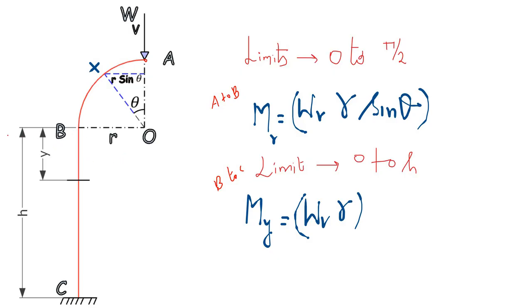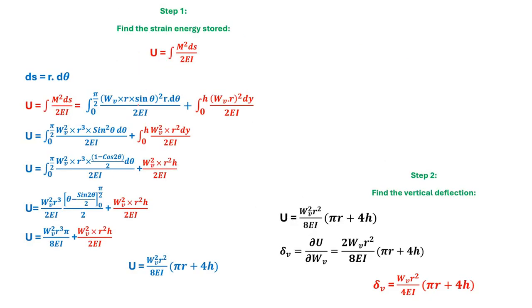So you can see that for this point B to C, the total height is said to be H, and the variable is Y. Here at this location B, Y equal to 0, and at the point C, Y is equal to H. So you can vary from 0 to H, and the general expression here is WV into R. So this WV at this point B will create a moment of WV times R. So WV times R, that's what we get here. Now we will use the strain energy method.